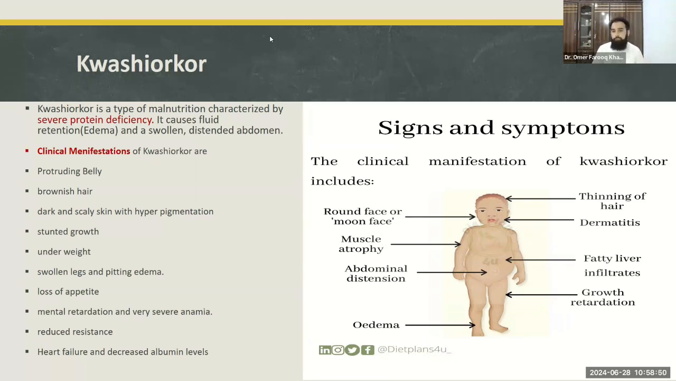In the round face or moon face baby, there will be muscle atrophy, abdominal distension, edema, and growth retardation. The child will be 7 years of age, but he or she will look like 3 or 4 years of age. There will be thinning of hair. The hair will not be healthy at all. There will be inflammation of the skin, dermatitis as well. And if you get an ultrasound scan of that child, there will be fatty liver as well.